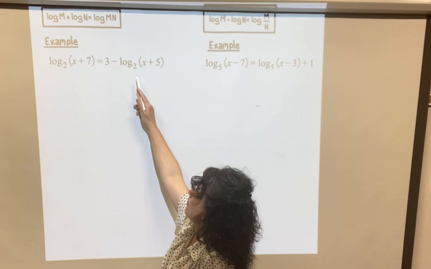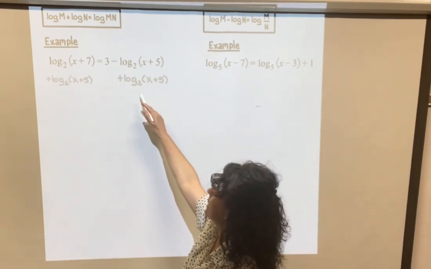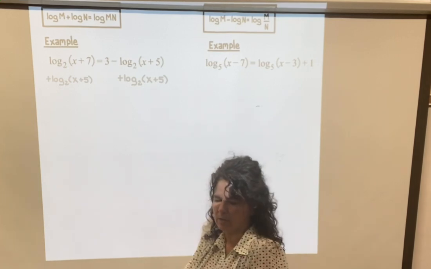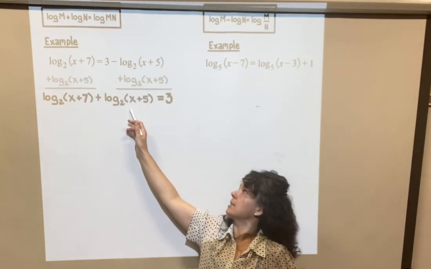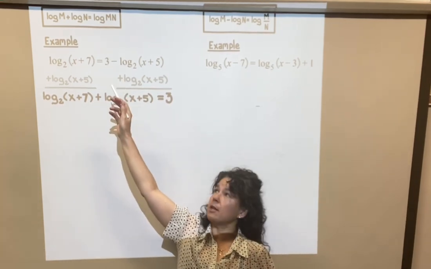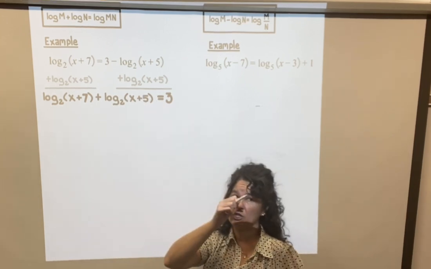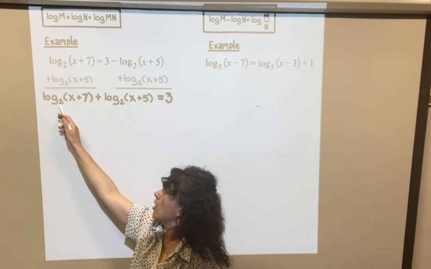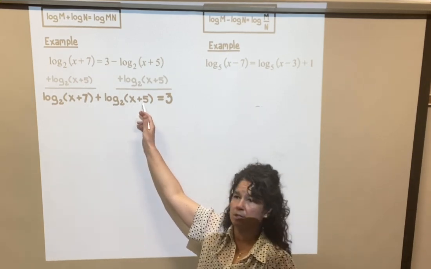So I'm going to move this minus log base 2 of x plus 5 by adding log base 2 of x plus 5 to both sides. Now that my two logarithms are on the same side equal to 3, I'm going to use the property that when we push addition together, it becomes multiplication of the arguments. So I'm going to have log base 2 of x plus 7 multiplied by x plus 5.